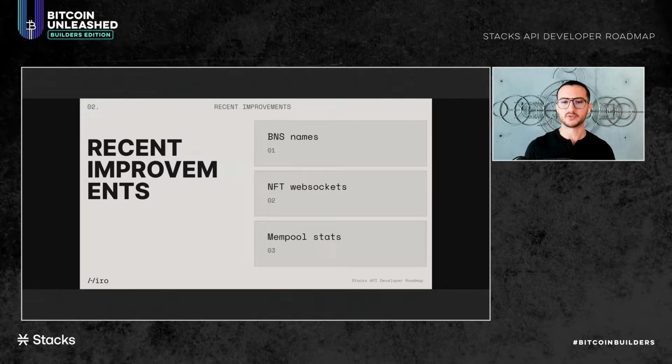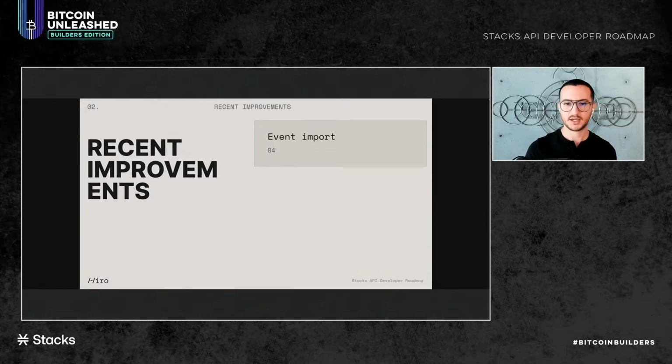I'm going to talk about 4 key things that we've added. First, we've done a lot of BNS name improvements, which I'm sure you know, it's something that is really, really popular right now in the chain. We also added support for NFT WebSocket events. I'm going to give that detail shortly. We've also added some endpoints that give you statistics on the mempool and the current traffic of the chain. And lastly, improvements on the event import process.